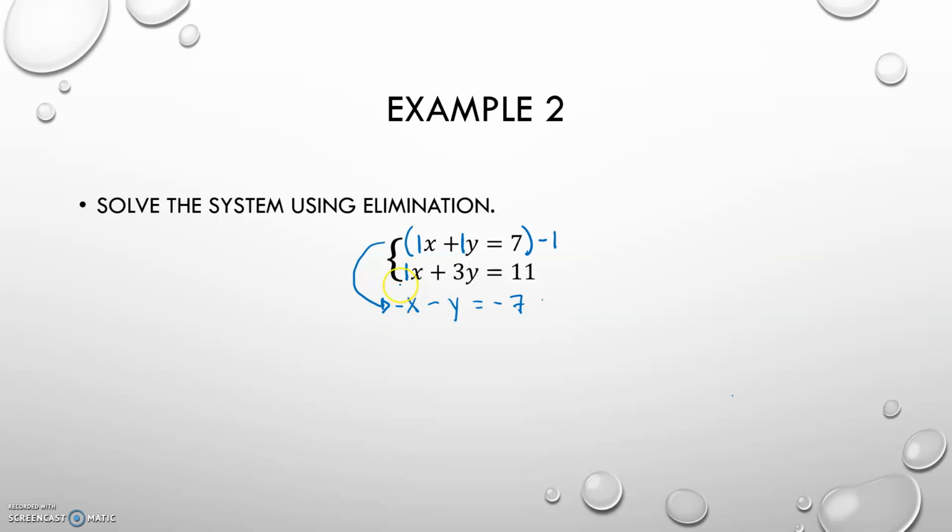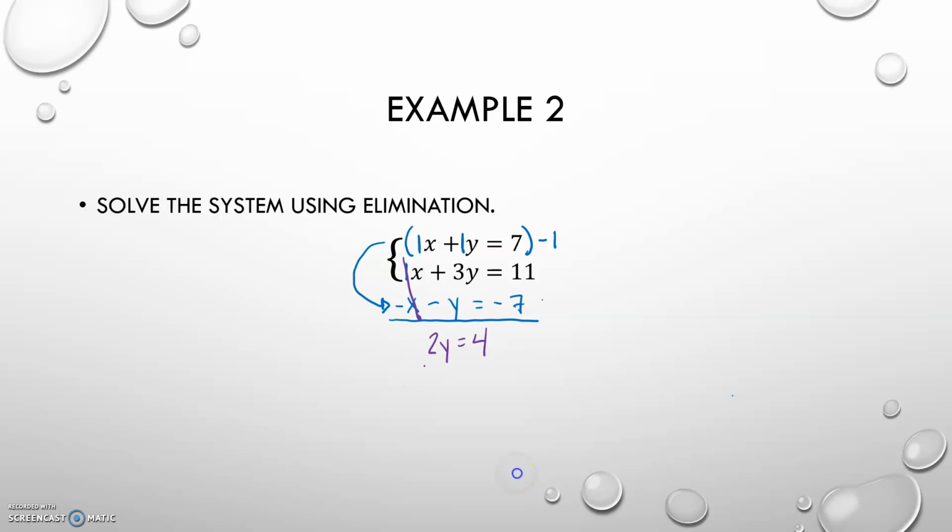And now these are the same number but different signs. So these cancel. And then 3 minus 1 would give me 2y equals 11 minus 7, which is 4.